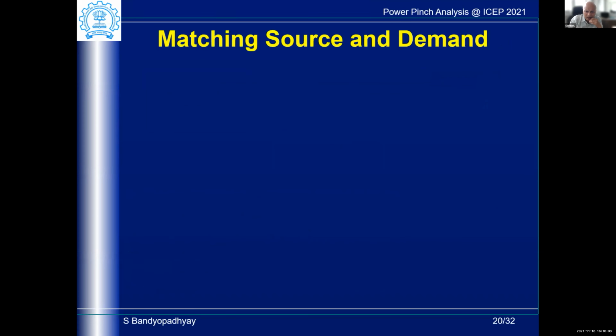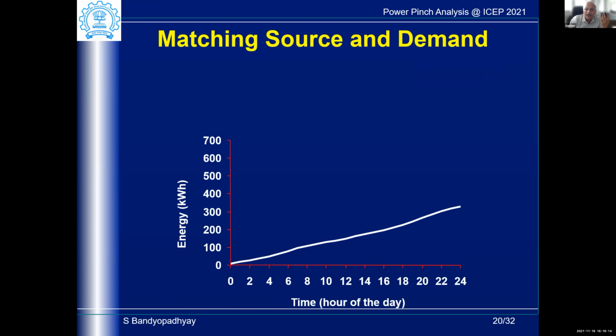So what we can look at is, suppose we are given, this is our demand curve. And we can look at the combined effect or cumulative demand over the day. And we can look at, say, photovoltaic. It's only available in the daytime. We can say what is the cumulative energy generated. Now, if you look at the initial portion, generation is low, there is a demand. And after that, there is more generation, but lower demand.